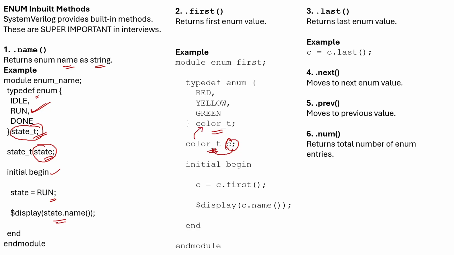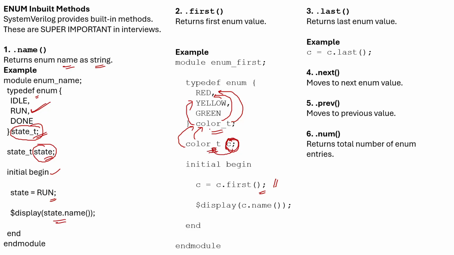Then color handle T is going to this typedef. Whatever the first value you are mentioning, it is going to take that red color. And when you represent the next value, the yellow color is obtained with C dot next. Then C equal to C dot first means C is the handle of color underscore T, and this color T is the handle of the typedef enum. Whatever the first value is, that will be obtained here.